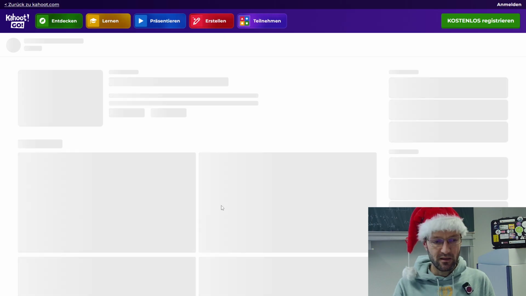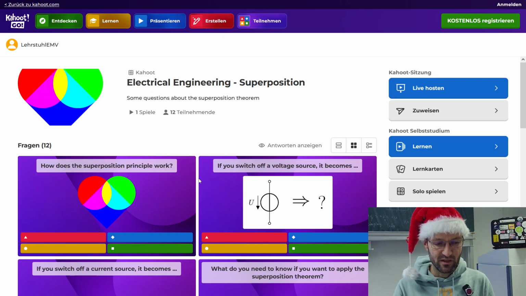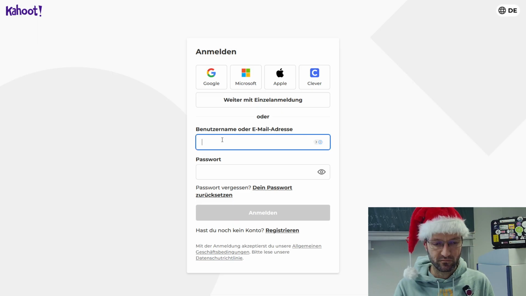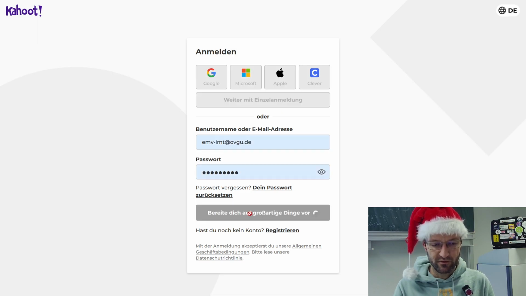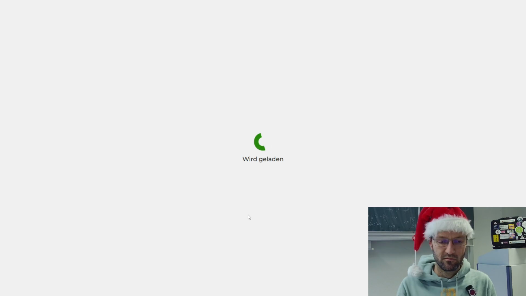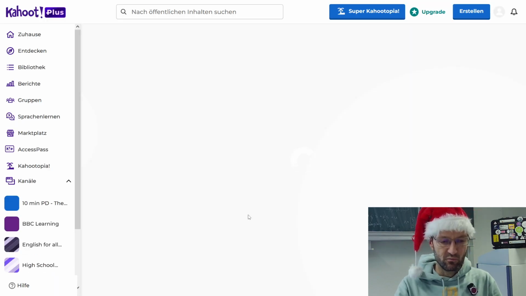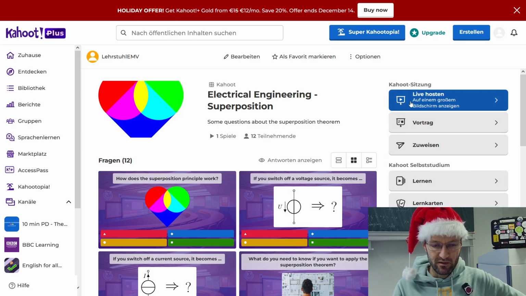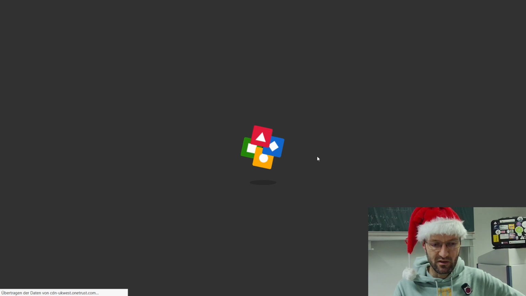Yeah, and as usual, my computer's a bit slow, but there we have it already. The answers are blanked out here so that no one can spy the answers already. But I need to log in first. But there is my login. And then it's loading. And yeah, okay. And we will wait until it's loading. And now we can host it live on my computer.